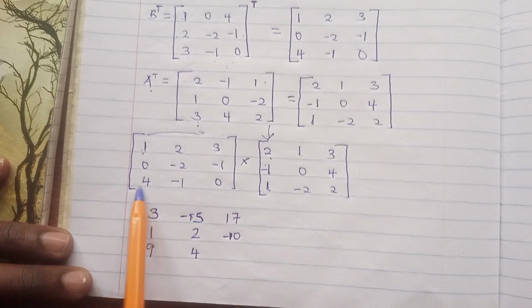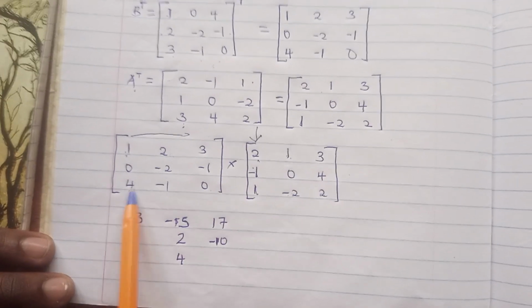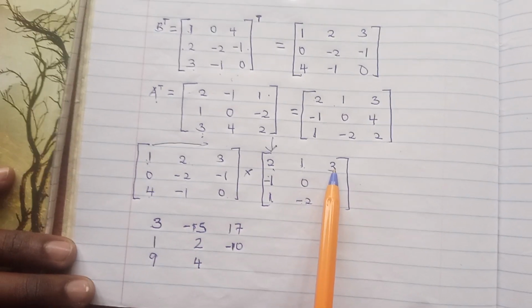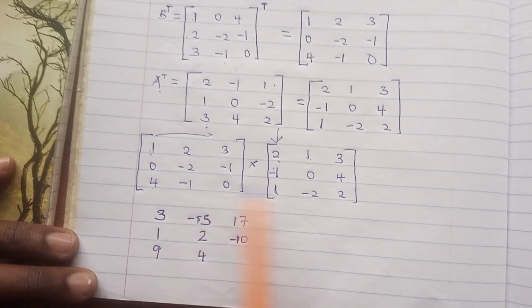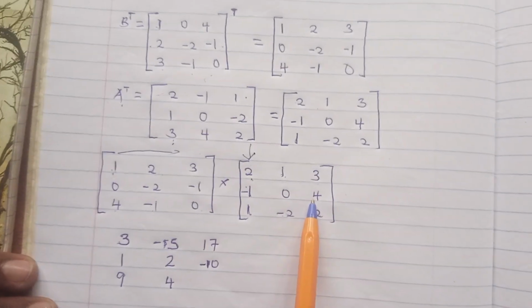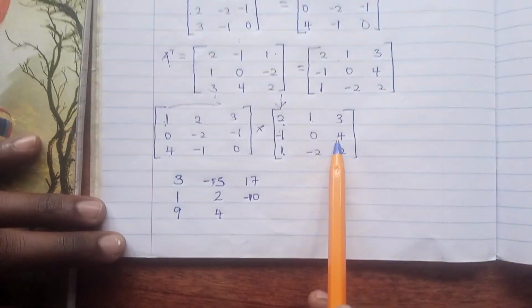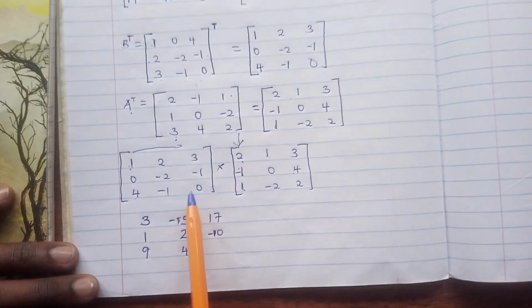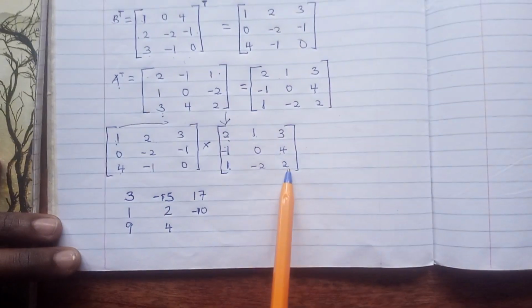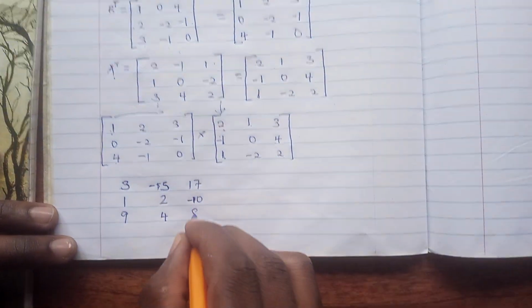And then the last row and the last column. This one times this one will give us 12. And then negative 1 times 4, we're going to have negative 4. So 12 minus 4, it is 8. And then plus 0. So this one will give us 8.